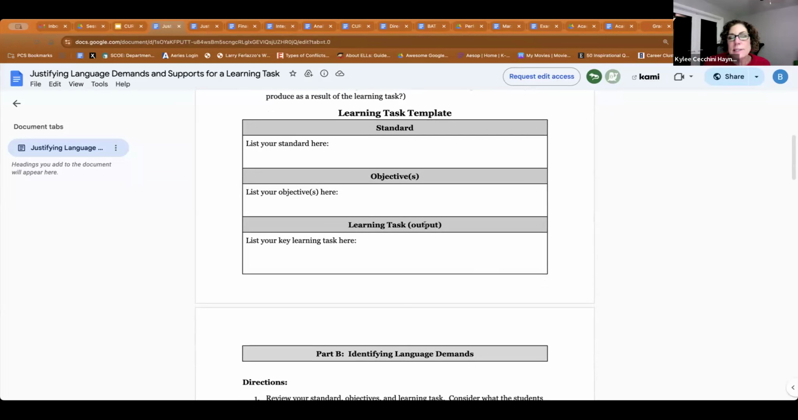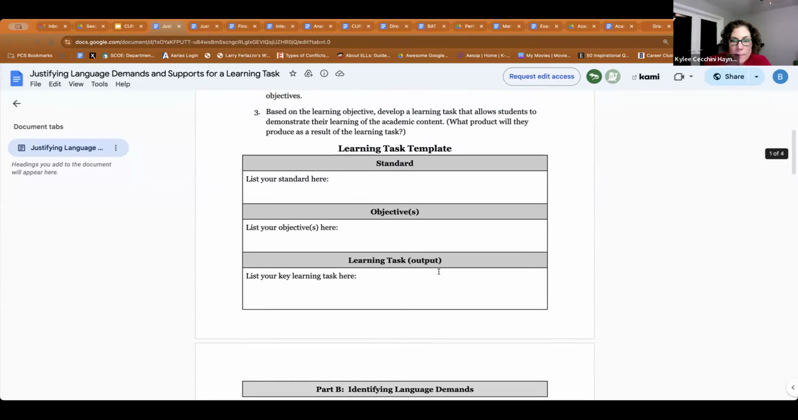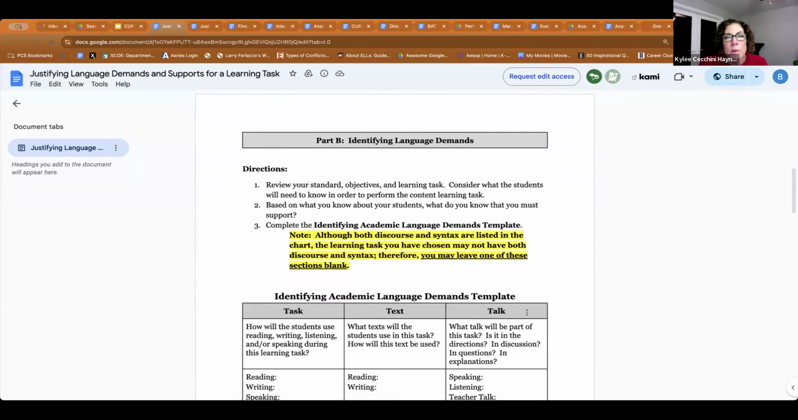Again, that task is the output. This is what you're going to have your students do. That's the task. What are they going to do so that you'll know that they met the objective, that you know that they learned something? All right. So that part's pretty easy, I think. This all isn't hard. Okay, then part B is you're going to identify the language demand.